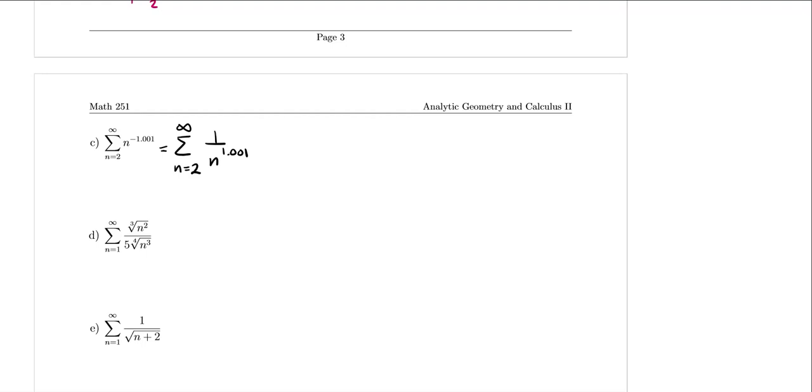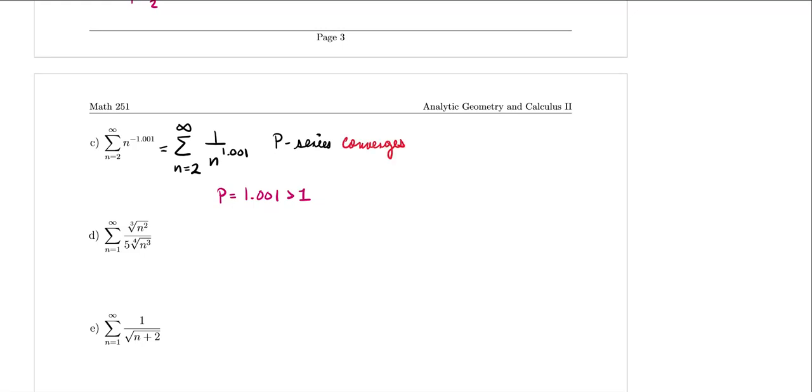This one here is a p-series. And what is our p-value? So it looks like for this one, the p-value is equal to 1.001, which is, lucky for us, greater than 1. So the series will be converging.